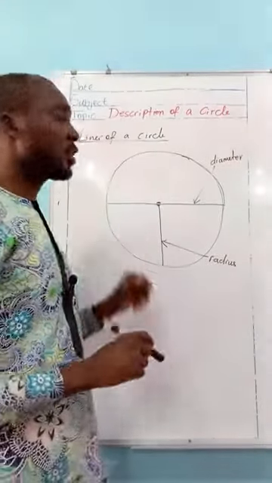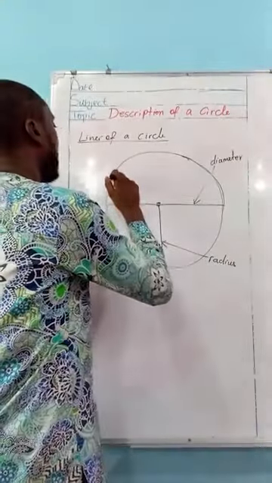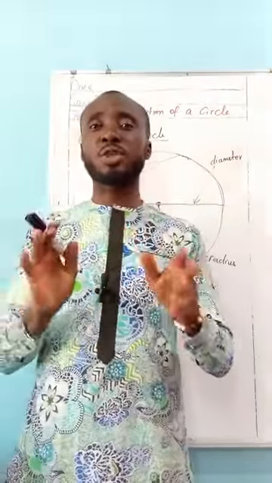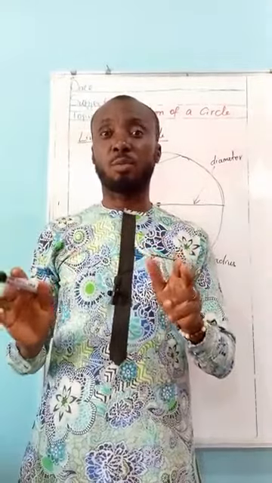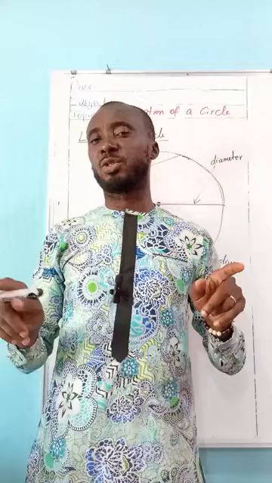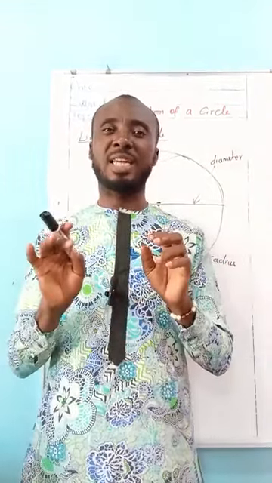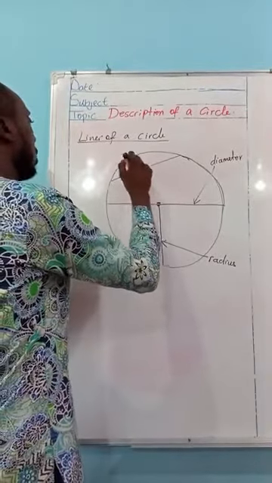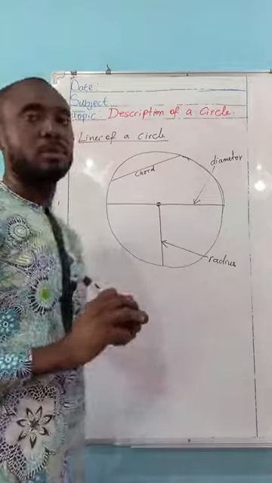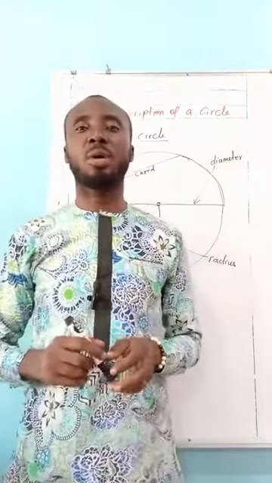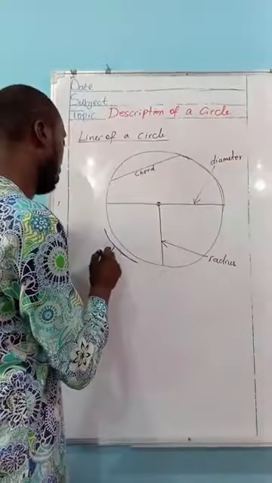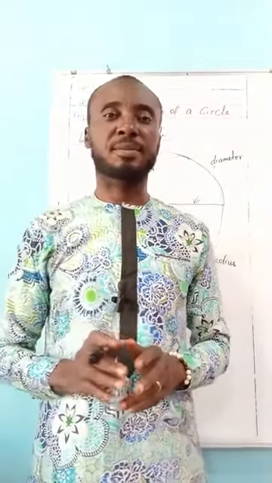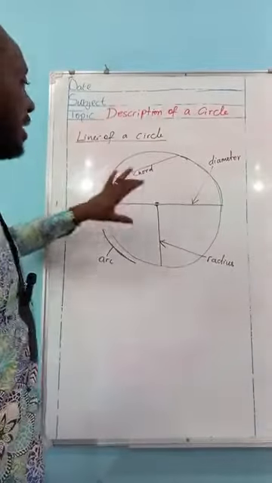The next line we're going to be talking about is the chord. The chord is a line that touches two sides of the circumference, but is not a line that passes through the center of the circle. So it's known as what? The chord. Now we have an arc. An arc is a part of the circumference. These are the lines of a circle.